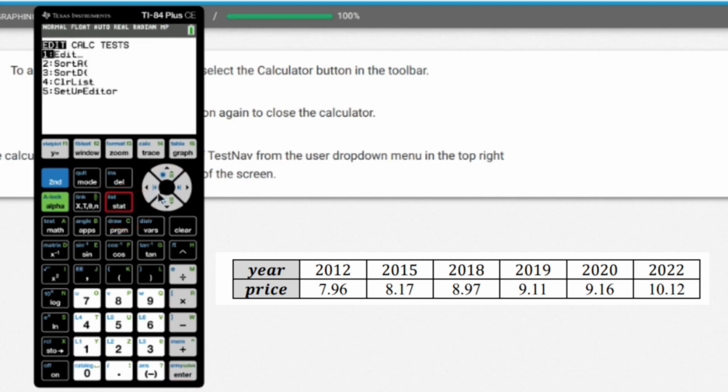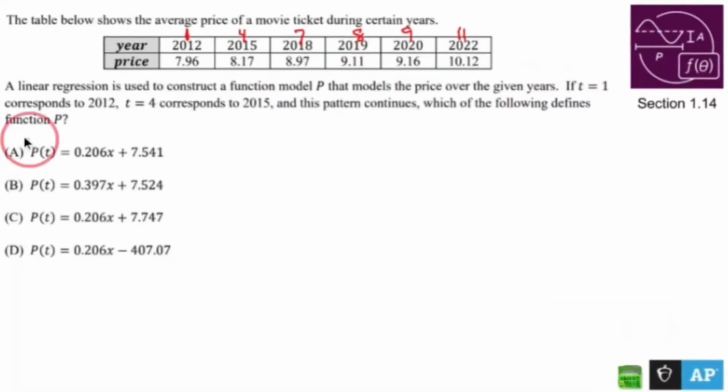So let's go to stat. Let's go to calc. Let's hit 4. I don't need this equation again, so I'll just hit enter, not need to store it. And I end up with 0.206x plus 7.540 or 7.541, which appears to be A according to our problem. Okay, it's A.